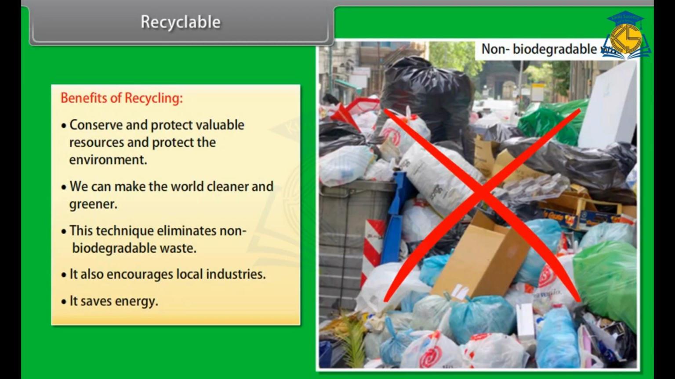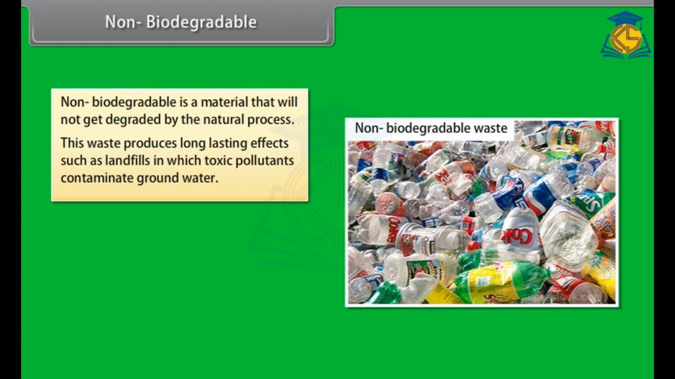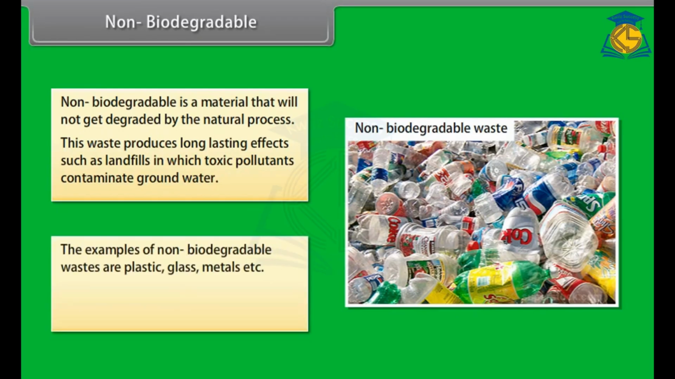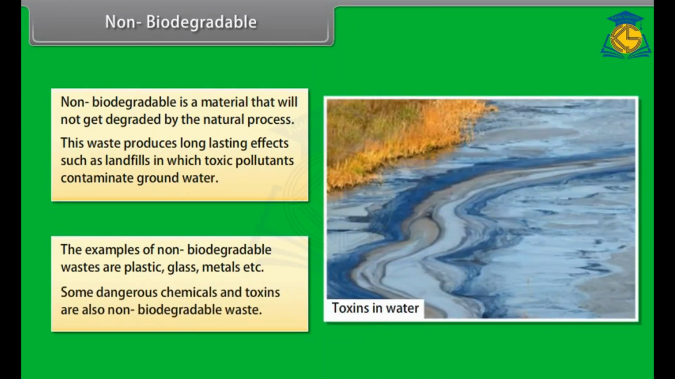It saves energy. Non-biodegradable. Non-biodegradable is a material that will not get degraded by the natural process. This waste produces long-lasting effects such as landfills in which toxic pollutants contaminate groundwater. The examples of non-biodegradable wastes are plastic, glass, metals, etc. Some dangerous chemicals and toxins are also non-biodegradable waste.